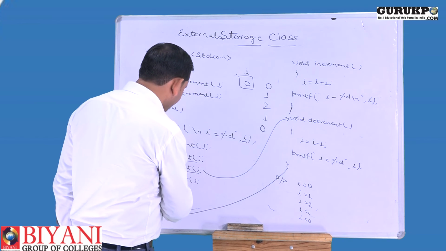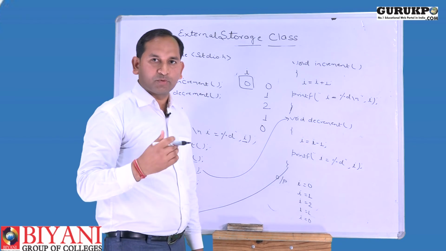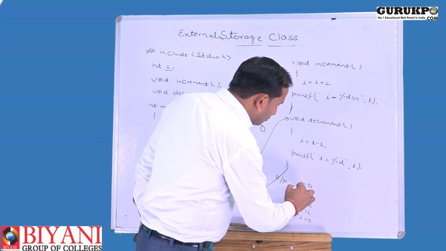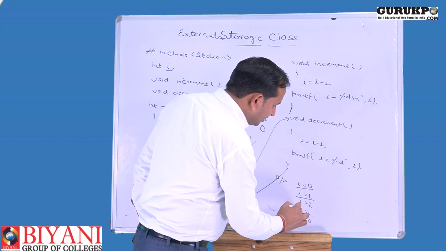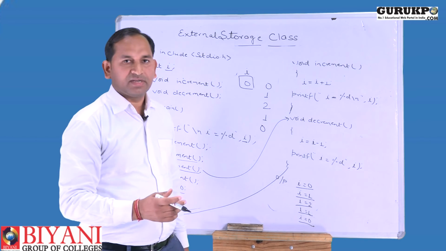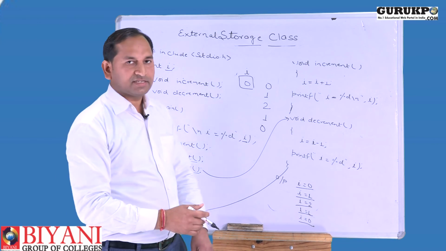Again control goes here, return 0 is the proper termination of the program. So this program gives the output 0, 1, 2, then 1, 0. So this is the simple example of external storage class.